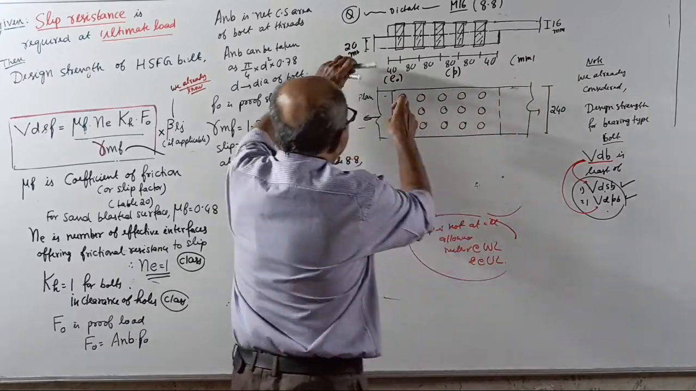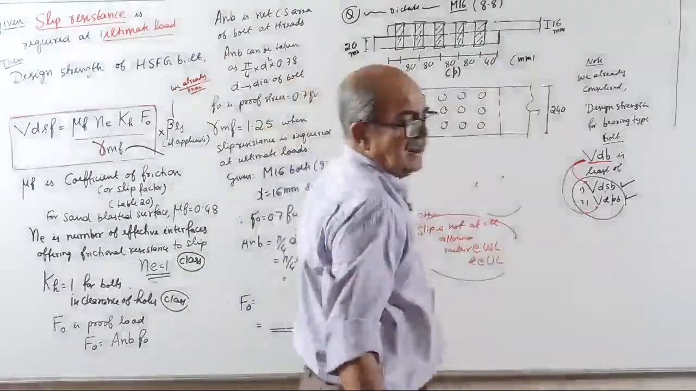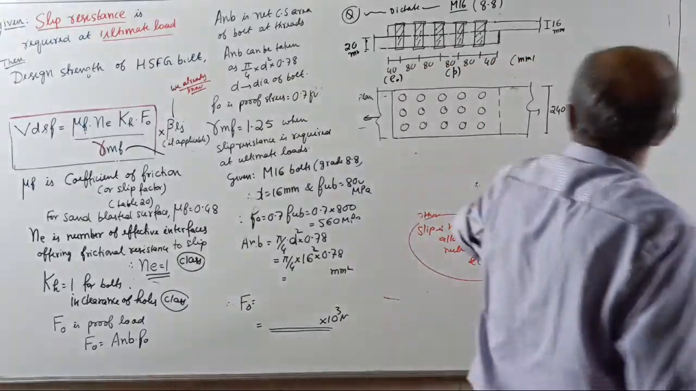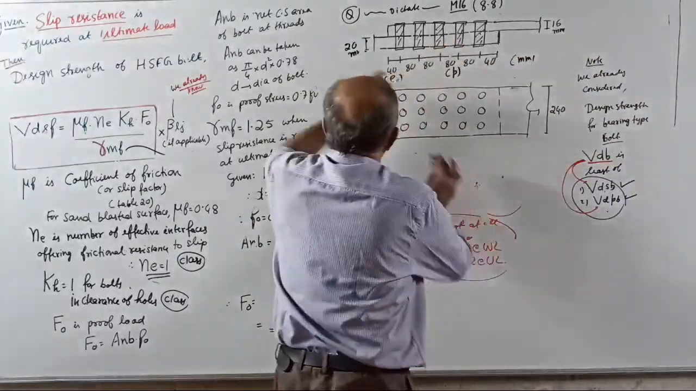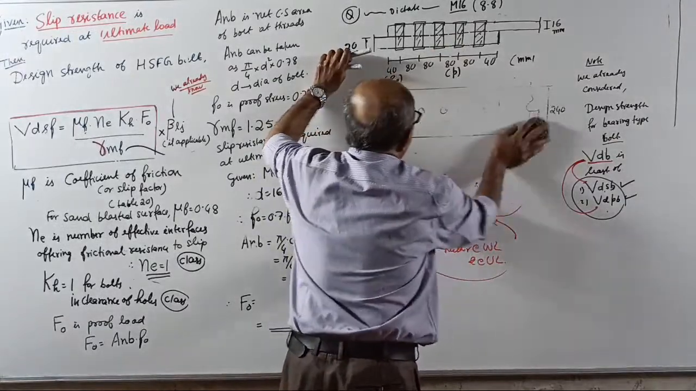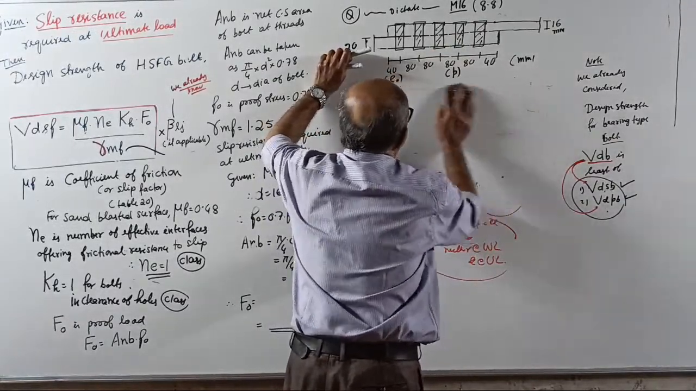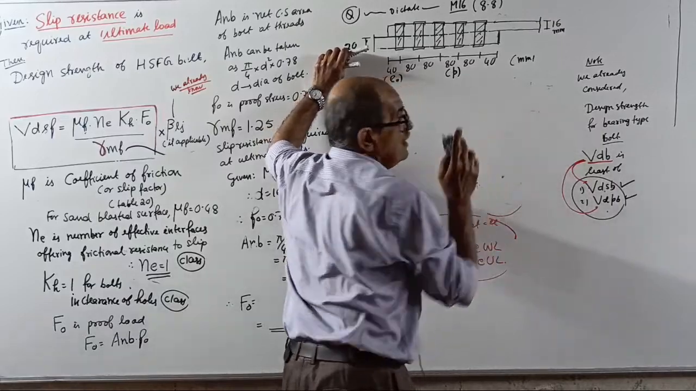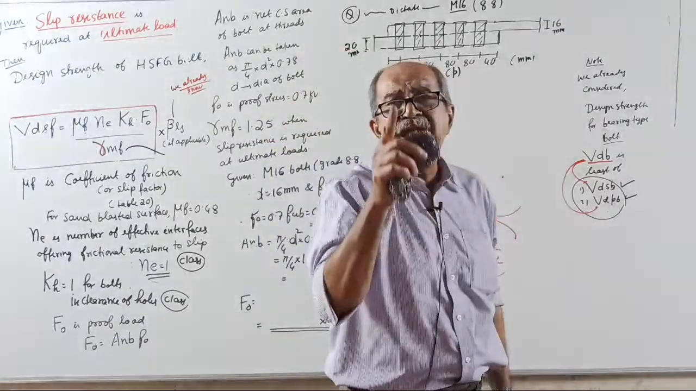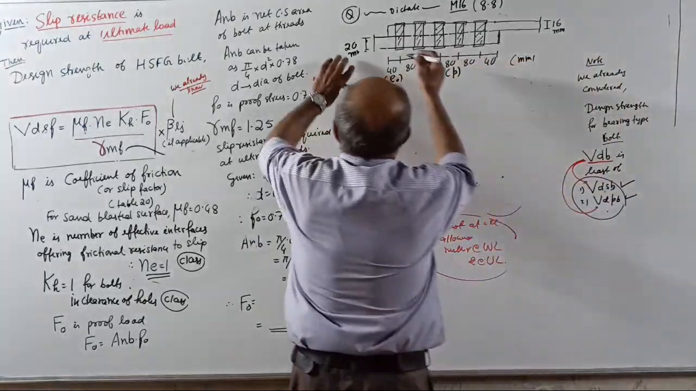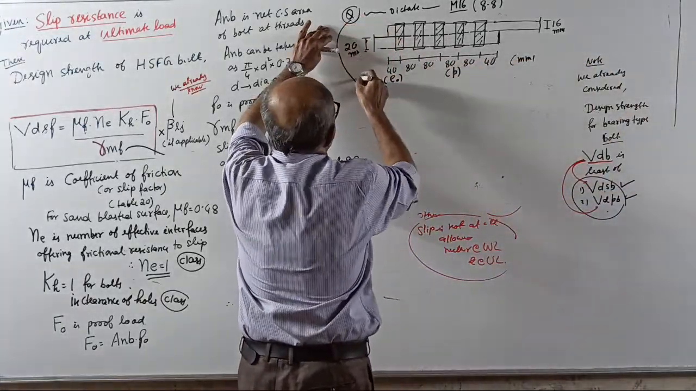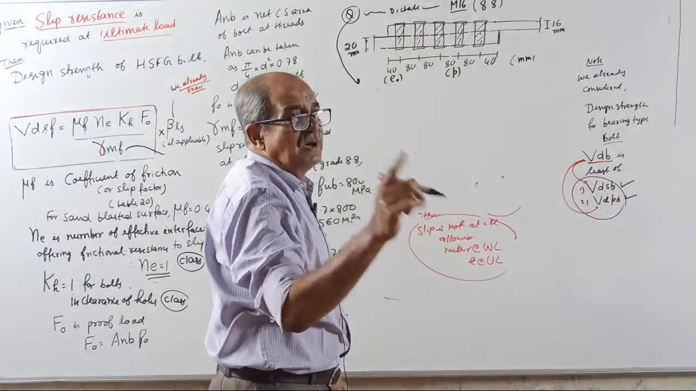Over. Now, this sketch is not required. Is it clear? You first write the sketch, plan and section. Now, this is not required. Why? We want only one bolt. Okay, start. This is the question. Now, find the design strength of the bolt.